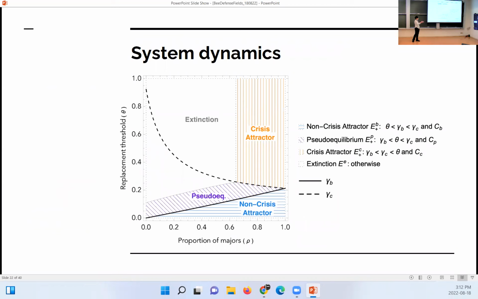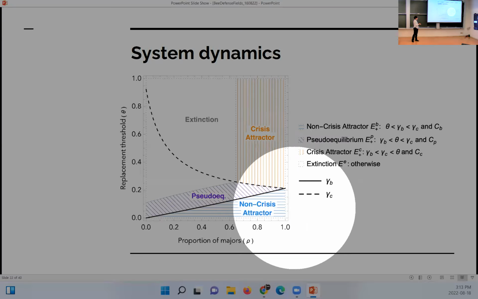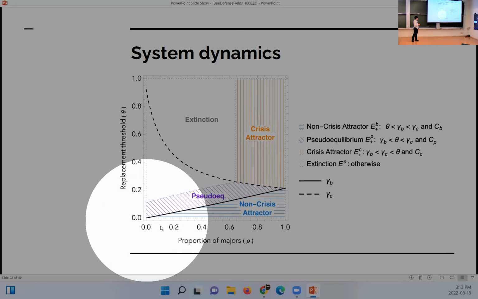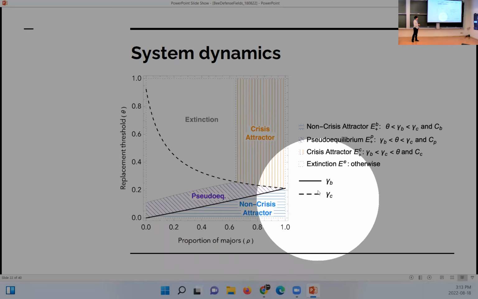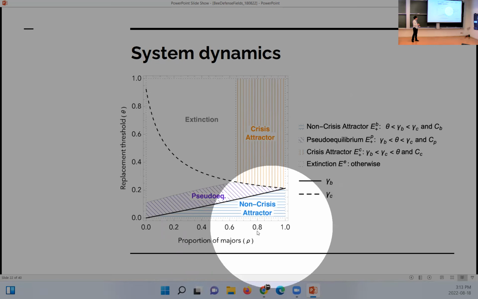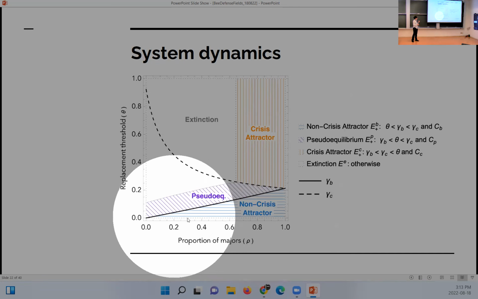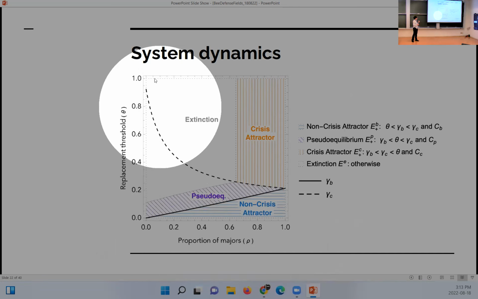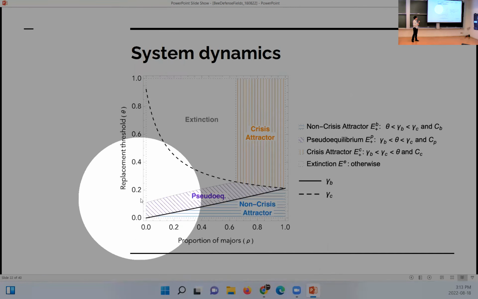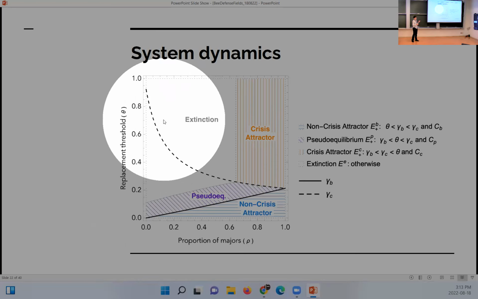So this is just a summary of the whole system dynamics, and this is for actual parameters belonging to the stingless bees. So the actual colonies will live in this region. Of course, we don't expect real colonies to live in a crisis situation all the time. But what's happening is this is the proportion of majors. This is the replacement threshold, which could mean the colony demand for guards.